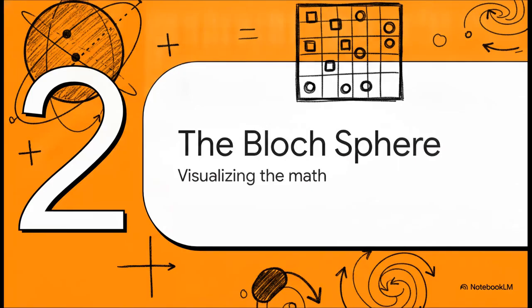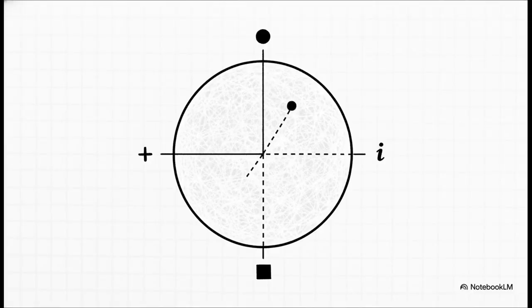Moving right along to part 2, enter the Bloch sphere. Okay, before we even touch the actual gates, you really need to lock in this mental model. Think of this as our game board. Every possible single-qubit pure state is literally just a point on this 3D unit sphere. It's actually super intuitive once you see it.